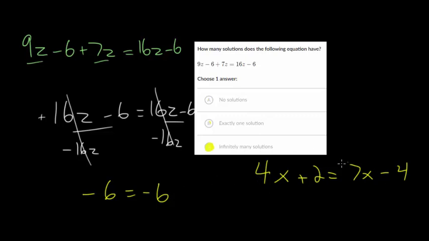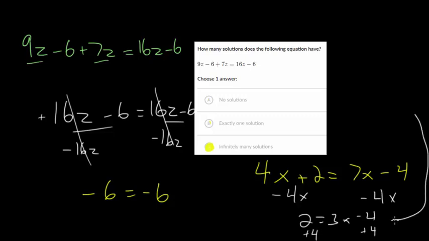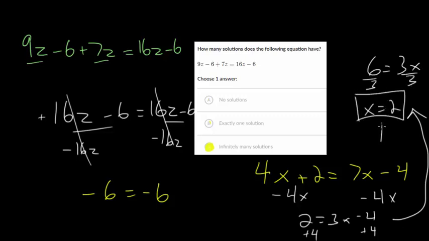But if you do want to solve this, subtract 4x on each side, you get 2 is 3x minus 4. Add the 4 to both sides, and I'll just move it up here. You get 6 is 3x, and divide by 3, and x is 2. So you actually get a value for this equation, which means that in this case, there would be exactly one solution.